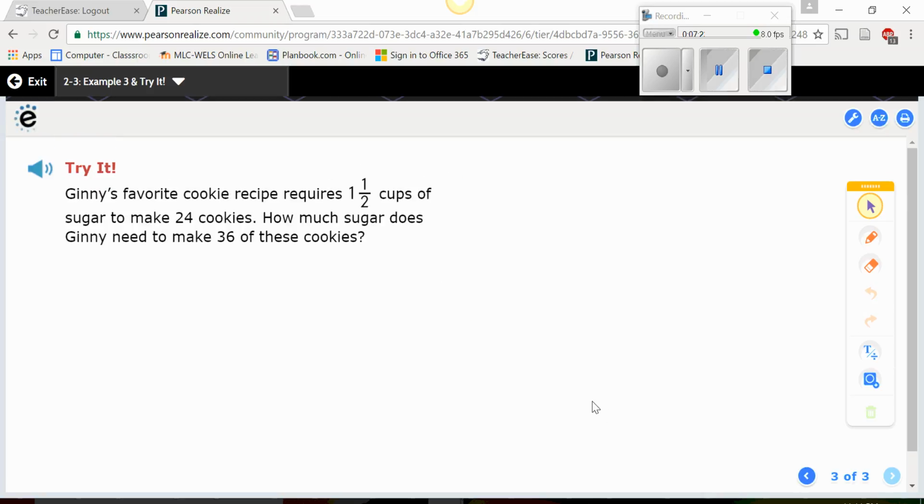Alright, moving on. Here is your chance now. It's a different scenario, but we're going to use the similar setup that we've been working with so far. Set up our ratio, look for a proportion, and then use that proportion to solve for an answer. Alright, that's it for topic 2-3.